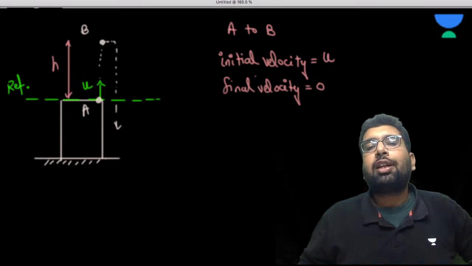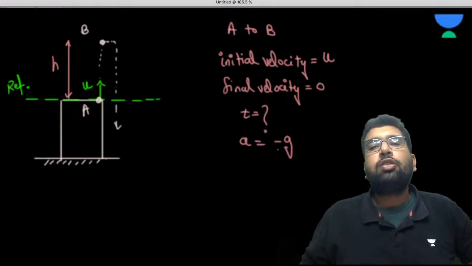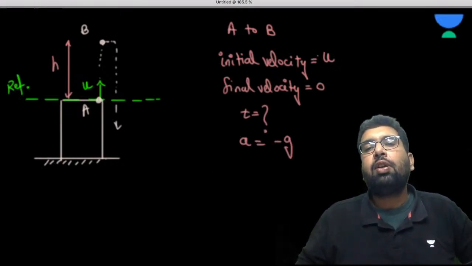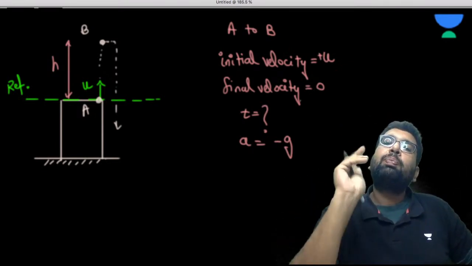So the final velocity is zero, and you need to find the time when you have the acceleration. So acceleration is minus g. Please understand this. The initial velocity is plus 5. How it is plus 5, sir? Because it is upward direction, so plus 5.